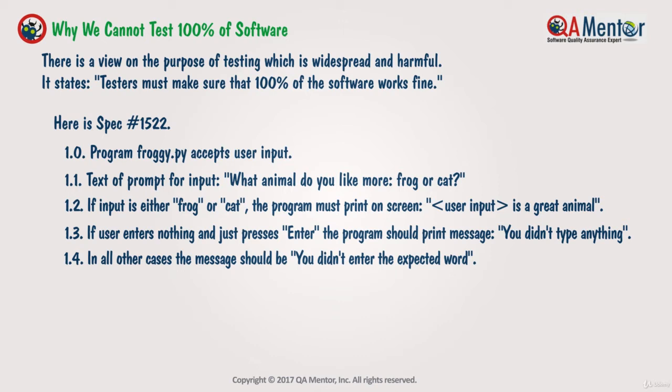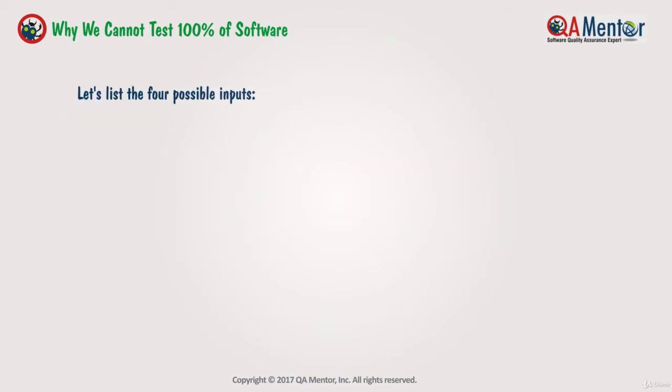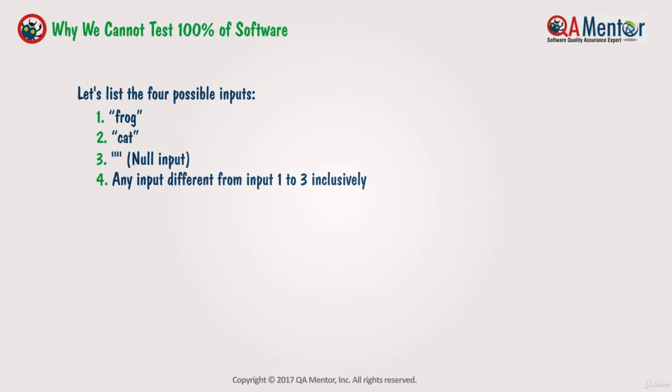Here is a code of froggy.py written in Python. The text after the pound sign is a comment for the current line of code. Please pause the video and open up an attachment, froggy.py, to see the code. Now let's list the 4 possible inputs. Frog, cat, null input, any input different from input 1 to 3 inclusively.